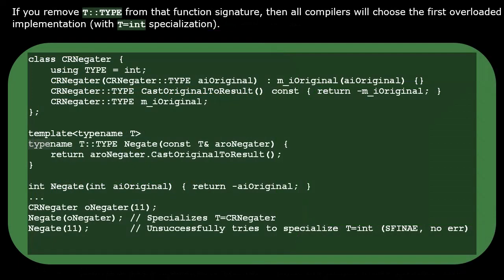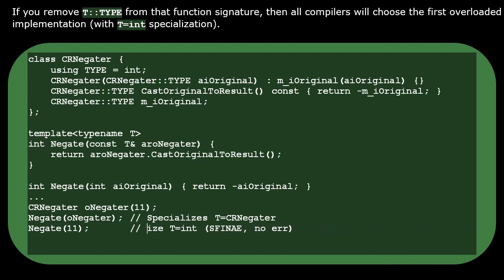What about if we make this change? Remove the troublesome T::type abstraction from the function signature. Now we know all compilers, obsolete and modern ones, will successfully specialize T as int, and all compilers will use the first implementation for their function overloading.